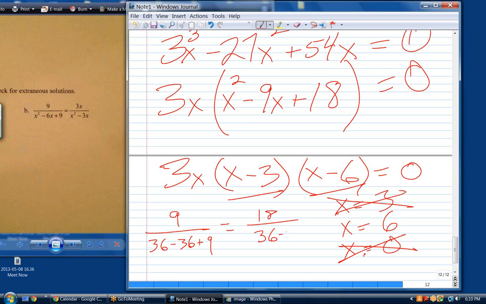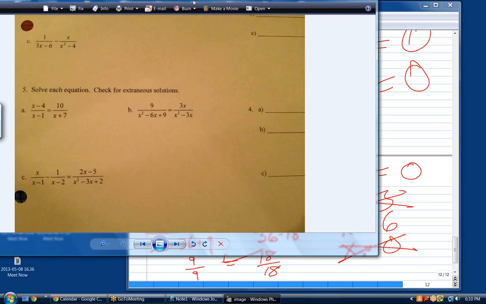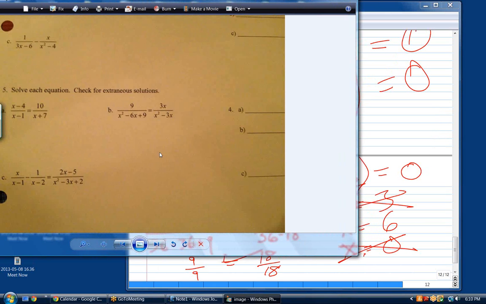18 over 36 minus 18. So this becomes 9 over 9 equals 18 over 18. Yes. So 6 is a solution. Okay. That was a good problem, because it gave us 2 solutions that weren't really solutions. They were both extraneous.